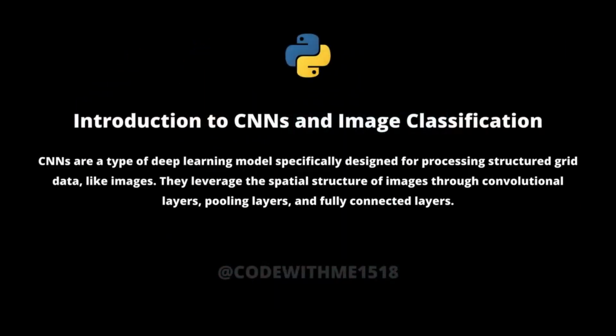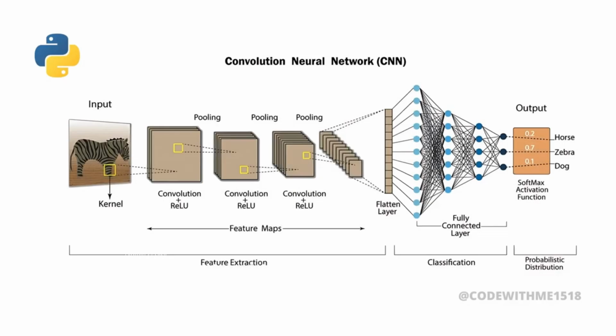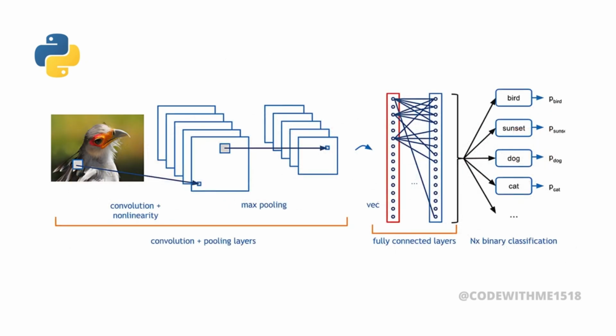CNNs are a type of deep learning model specifically designed for processing structured grid data, like images. They leverage the spatial structure of images through convolutional layers, pooling layers, and fully connected layers. Convolutional layers apply filters to the input image, detecting features like edges, textures, and patterns. Pooling layers downsample the spatial dimensions, reducing the number of parameters and computations. Finally, fully connected layers output the final classification.